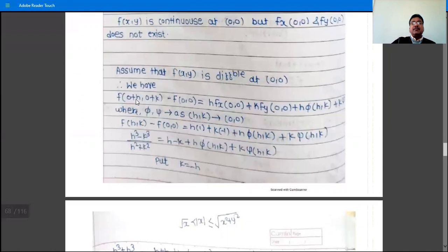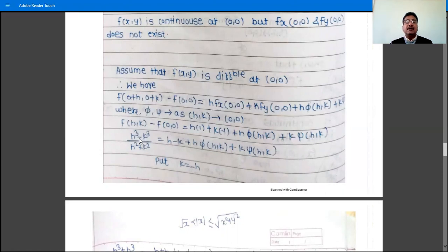And so we have f(0+h, 0+k) minus f(0,0) equal to h fx(0,0) plus k fy(0,0) plus h phi(h,k) plus k psi(h,k), where the limit of phi and psi is 0 as (h,k) tends to (0,0). So we assume the function is differentiable at (0,0), and we have this by using the definition. Then f(h,k) minus f(0,0) is equal to h times the value of fx(0,0), which is 1, plus k times fy(0,0), which is minus 1, plus h phi(h,k) plus k psi(h,k).